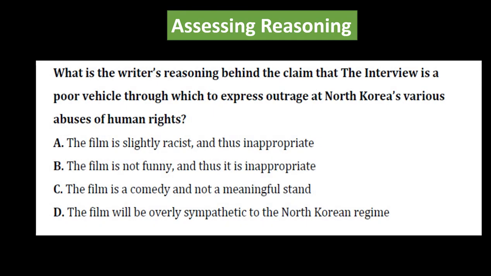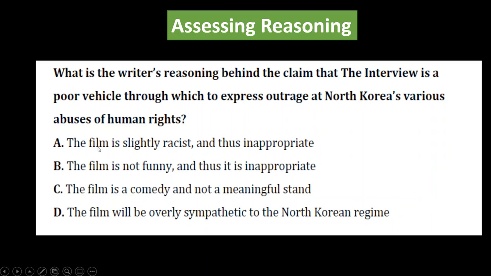Next, we have assessing reasoning or thinking. That is, we need to decide how reasonable the writer was in his writing of the passage. Here we have an example. What is the writer's reasoning behind the claim that the interview is a poor vehicle through which to express outrage at North Korea's various abuses of human rights? So here, the writer claims that the interview is a poor vehicle. So what is his reasoning behind this?